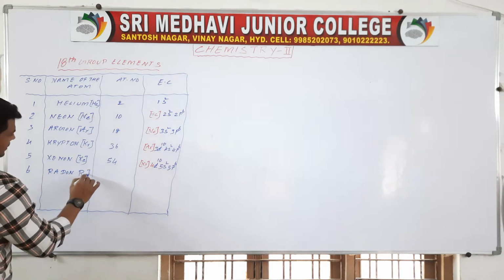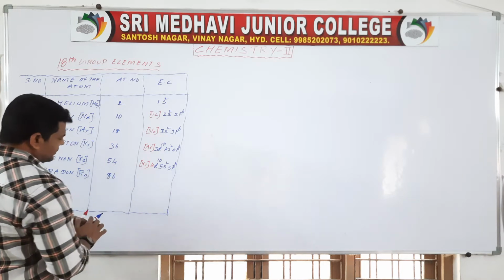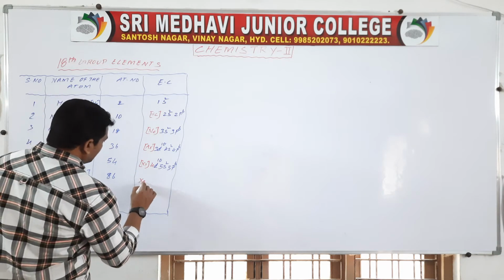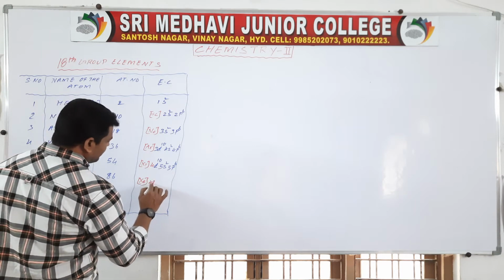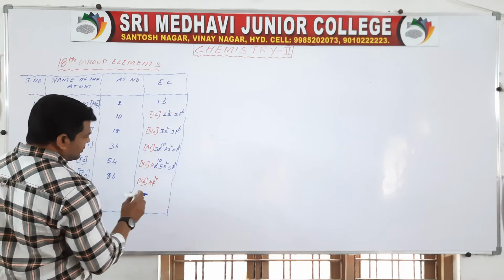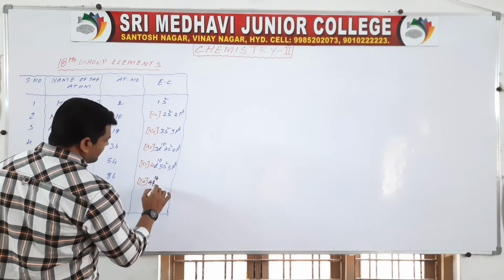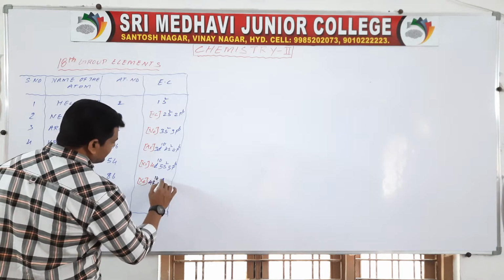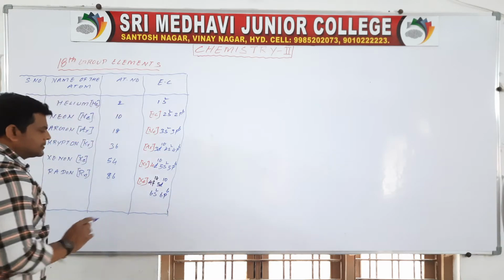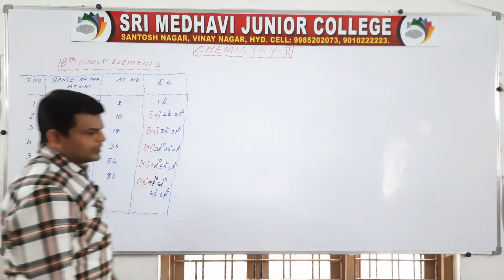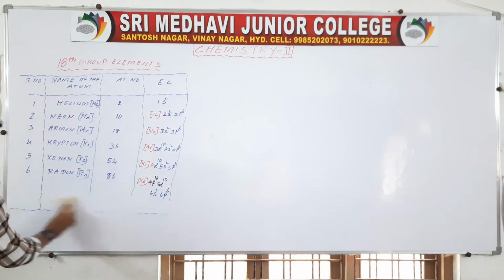Okay. Then sixth one is radon, symbol Rn. Its atomic number is 86. I am taking xenon to write the electronic configuration: 4f14 5d10 6s2 6p6. So this is the valence shell electronic configuration of 8th A group elements.